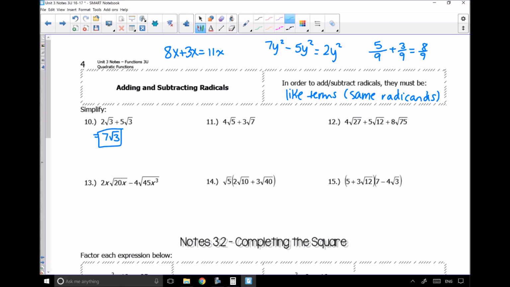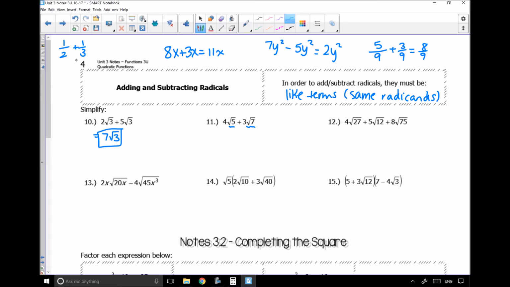In number 11, the radicand here is 5, and the radicand here is 7. So they don't have the same radicands, which means that they're not like terms. Sometimes I can get them to be like terms. So for example, if I had 1/2 plus 1/3, at this point I can't put them together, but I can force them to go together by getting a common denominator. So if I can get a common radicand, then I can add these together. If I can't, then it's impossible.